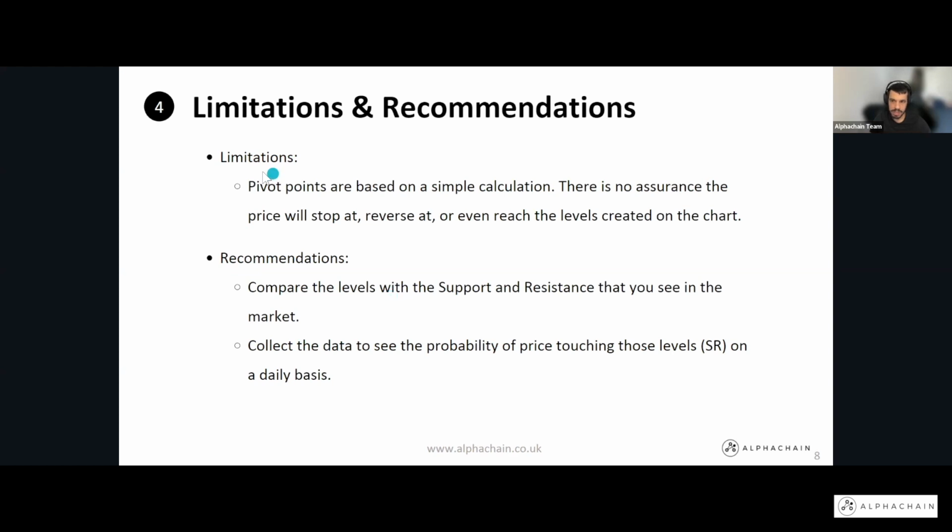In terms of limitations, pivot points are basically just a simple calculation. Aside from this math, there's not really any assurance that price is going to stop there. It's a little bit different if you see a support or resistance that you have drawn, because in that case we can see price respecting the level a few times, so it gives a little more importance for the future. In this case, it's just pure math, and there's no confirmation of seeing price testing it a few times to give it more importance.